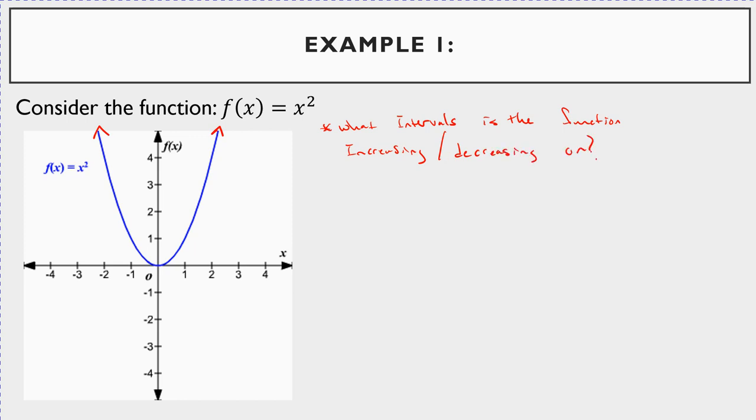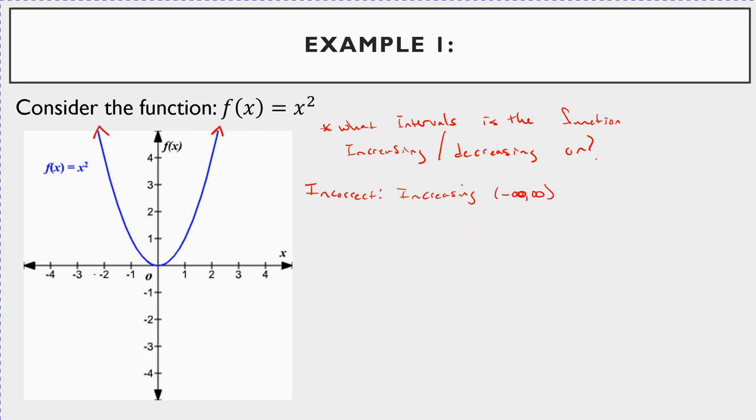There's an incorrect thought to say, well, look, the function is going up, so it's increasing across the real number line, from negative infinity to infinity. Let me just say that this is incorrect. That it's increasing from negative infinity to infinity would be incorrect.